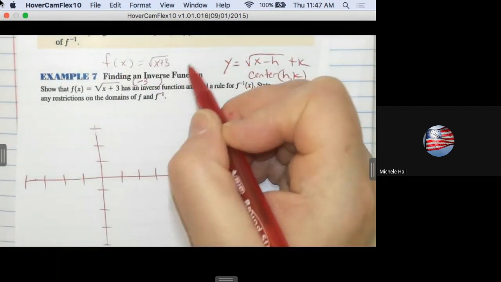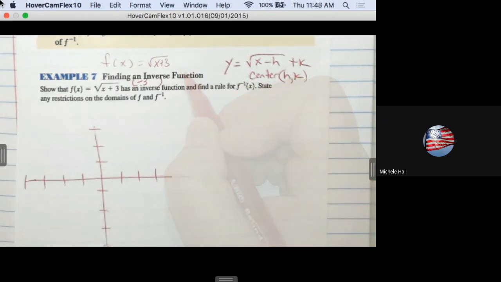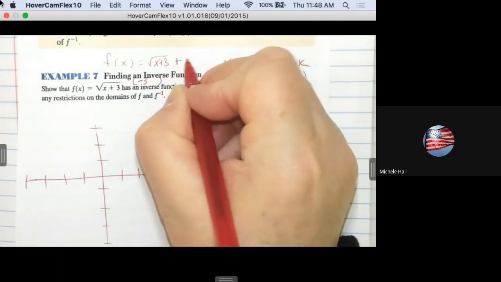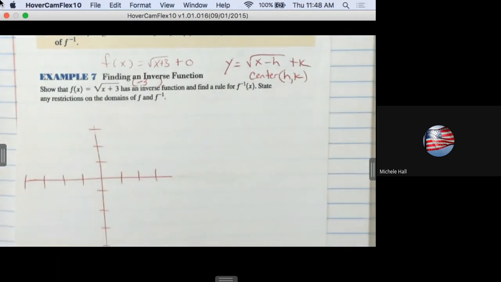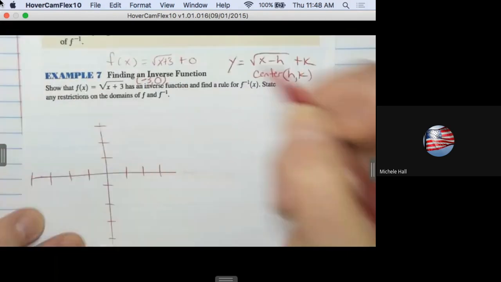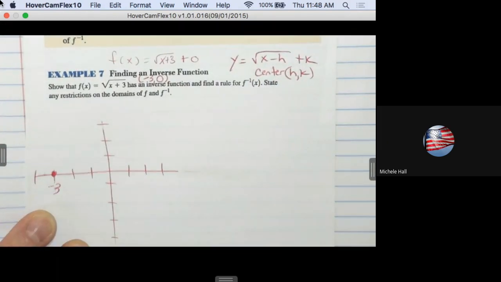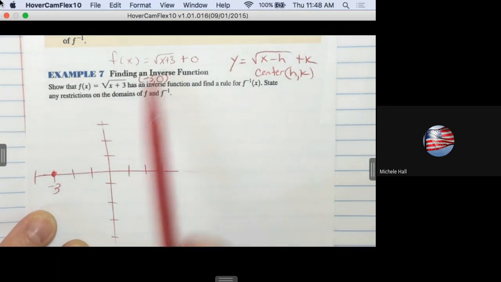What number could I put out here and it would still be the same function? 0. I could put plus 0 and that wouldn't change it. So this is centered at -3, 0. I just need a couple of points to sketch it out. And it's a square root, so I don't want to pick when x is negative.